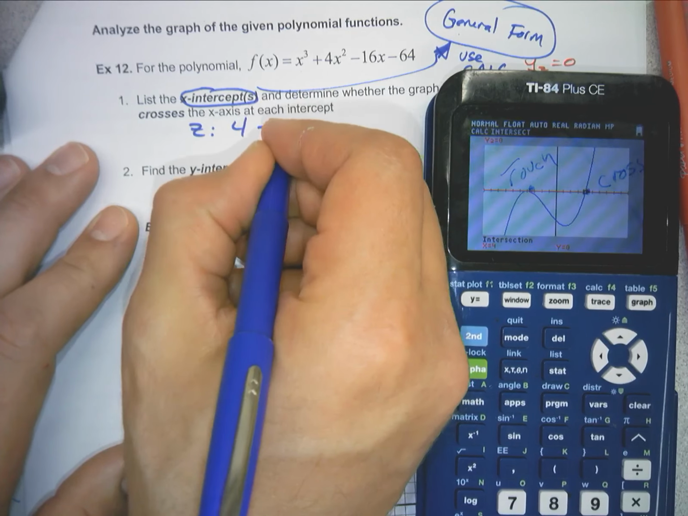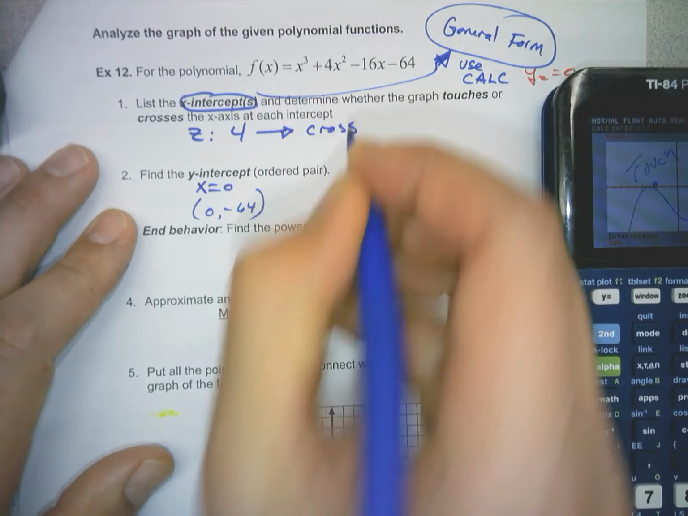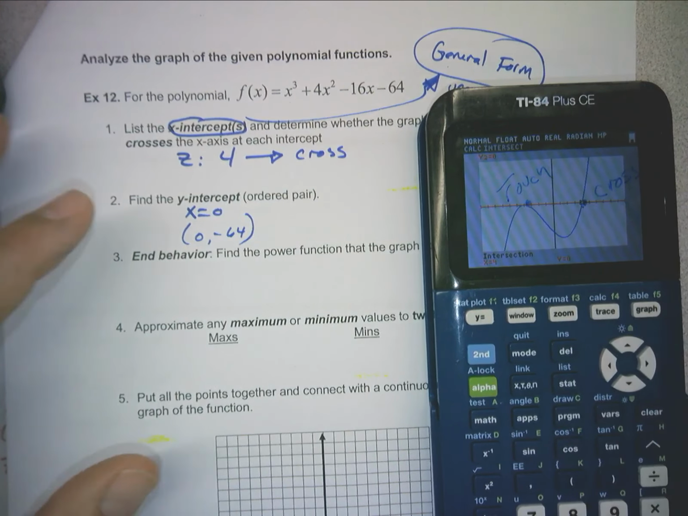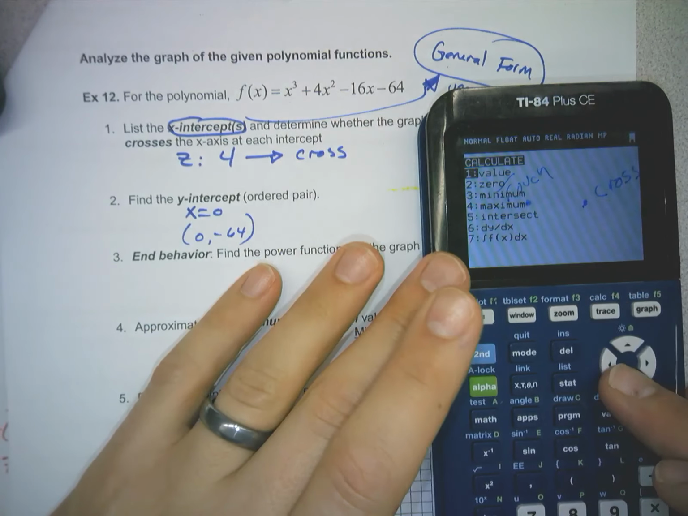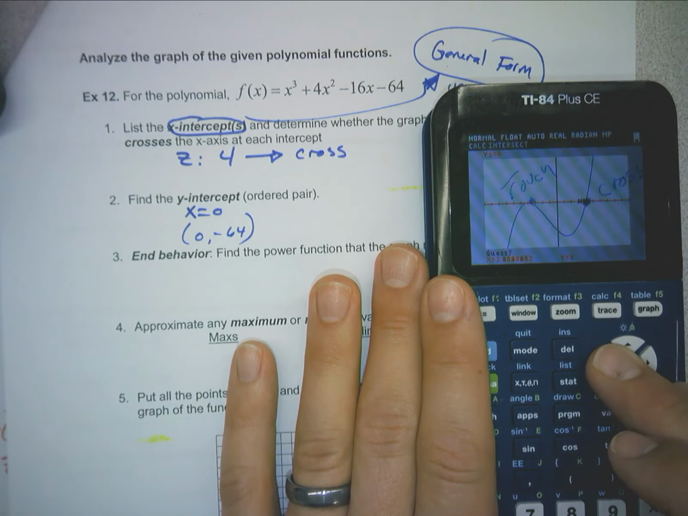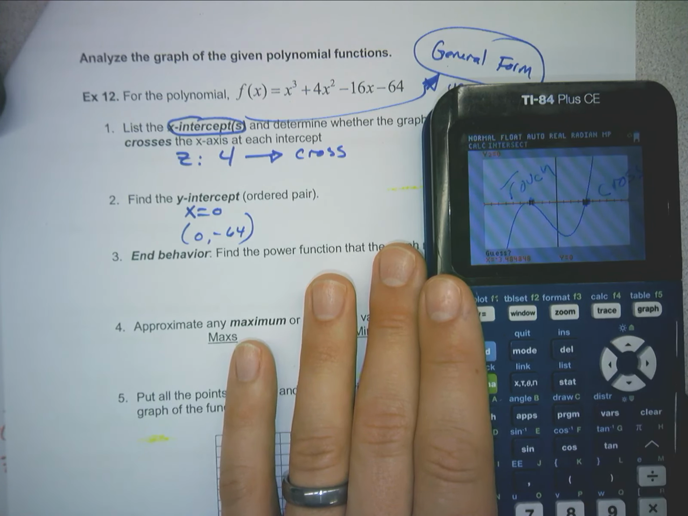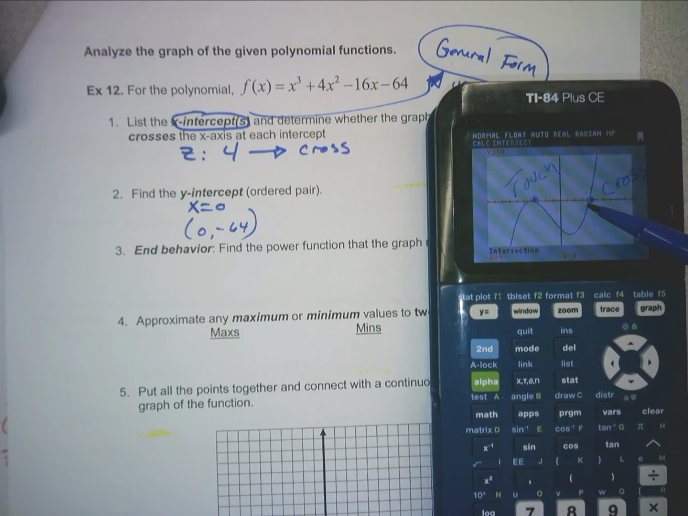I don't know the multiplicity, but visually I can see that it is a cross. So I definitely know this is a cross multiplicity. So far, so good? Now, if I try to do the same thing, second trace, intersect, first curve enter, second curve enter, guess, and try to find this one way over here, even if I move my cursor right next to it and press enter, for whatever reason, it will not find that intersection. It finds this one.